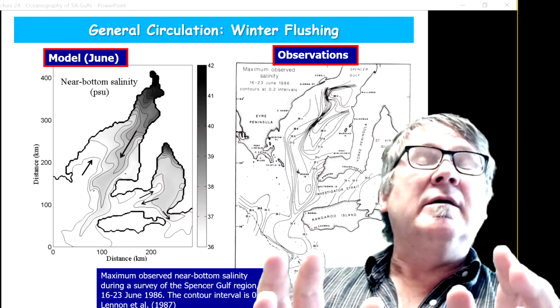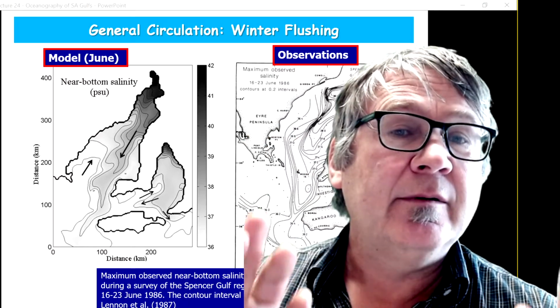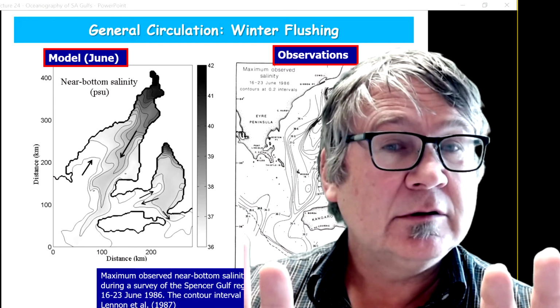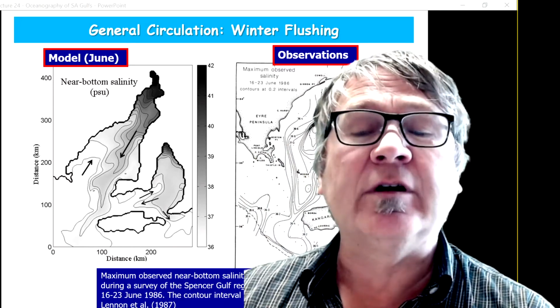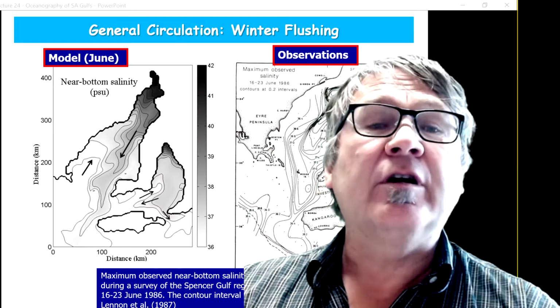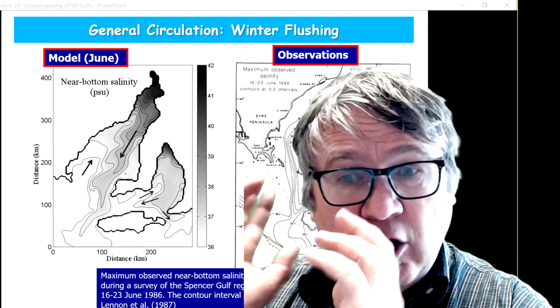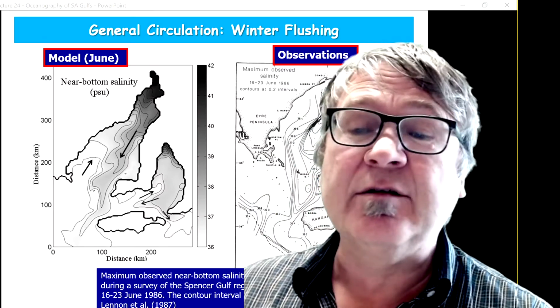So let us look at snapshots of what happens each winter. And this is the winter flush. It's the outflow of hypersaline water from the Gulfs into the ambient ocean, and it's most obvious when you look at Spencer Gulf.